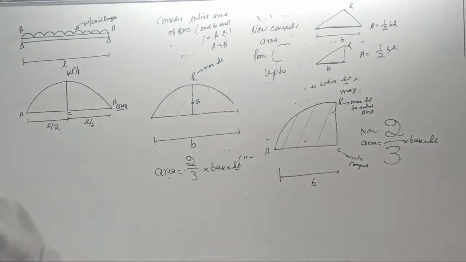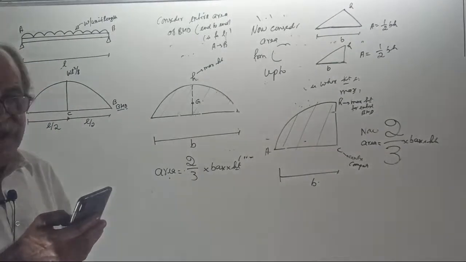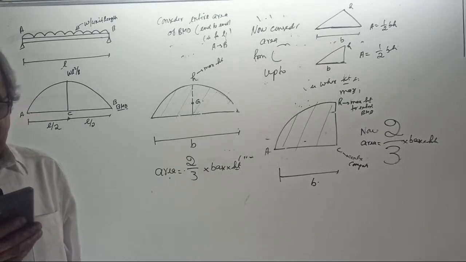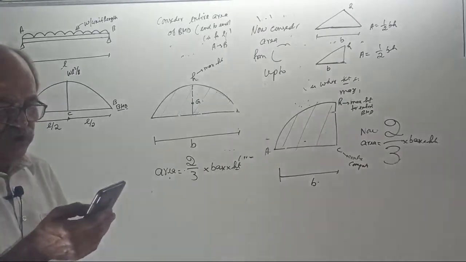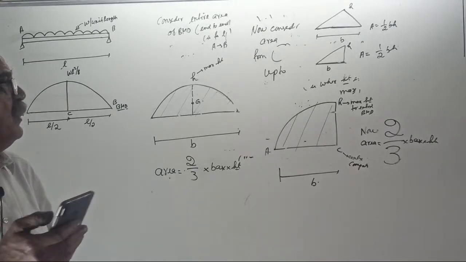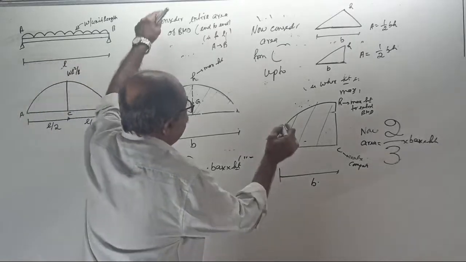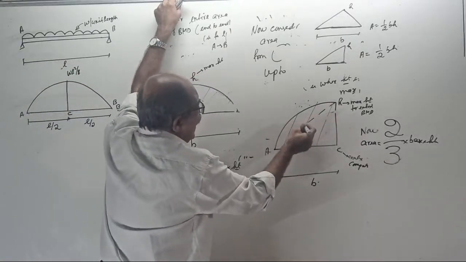Clear now? Clear or not? Because you typed 1/3. It is not 1/3. Even now it is 2/3 only. Clear or not? Even now it is 2/3. See, if you take a straight line, it is half base height.